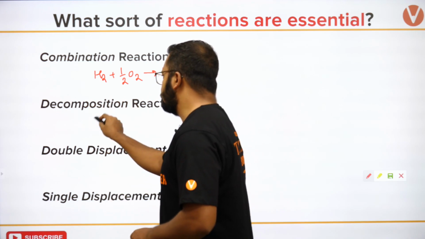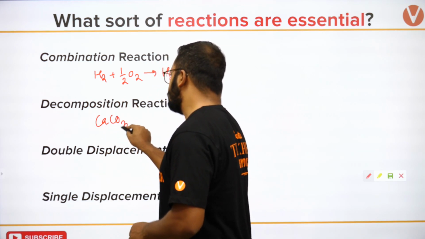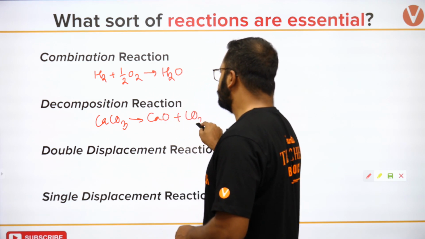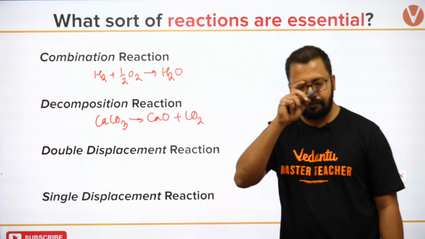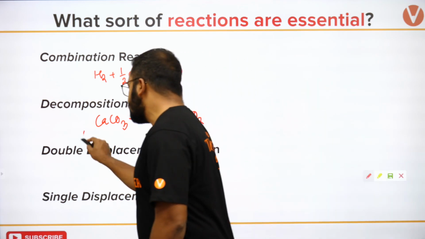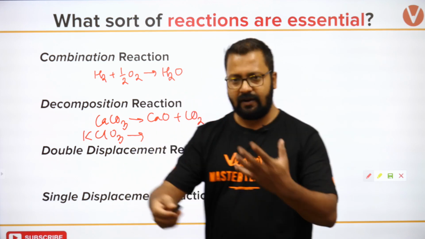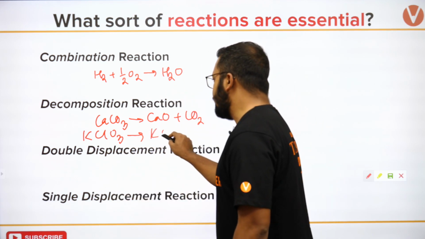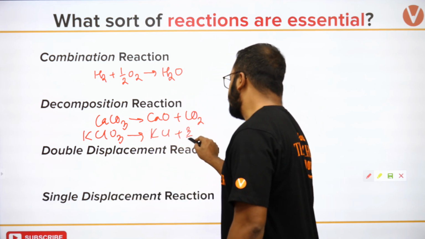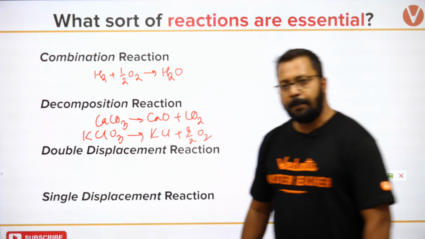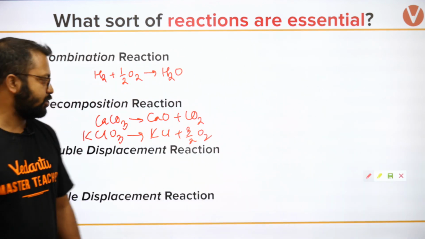Decomposition reaction, CaCO3 changes to CaO plus CO2. I can write this reaction. I can also write this reaction KClO3, I'm just writing some reactions which are very common, changes to KCl plus 3/2 O2. ये एक decomposition का example हो गया. Okay, this is an example of decomposition reaction.